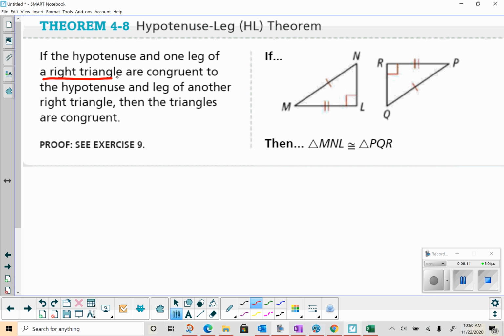For the hypotenuse leg theorem to work, we have to show that we have right triangles. We have to show that we have right angles. Okay? So the right angles, that's one pair. The hypotenuses are congruent, that's our second pair. Corresponding legs are congruent, that's our third pair. That's how we can prove something congruent by the hypotenuse leg theorem.